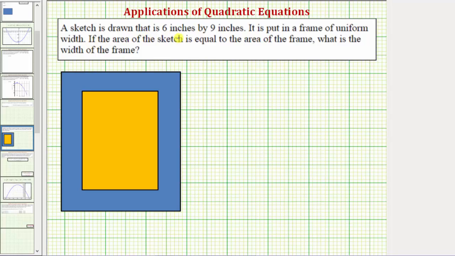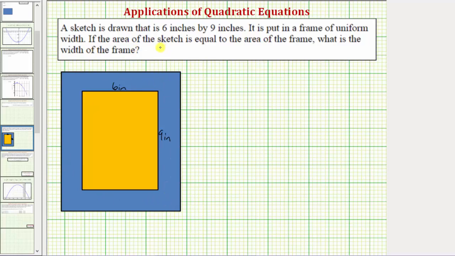A sketch is drawn that is 6 inches by 9 inches. Looking at our model here, the sketch is this orange rectangle. Let's label the short length 6 inches and the longer length 9 inches. It is put in a frame of uniform width, so the blue part is the frame with uniform width.